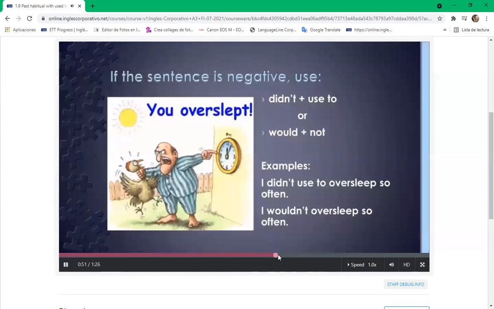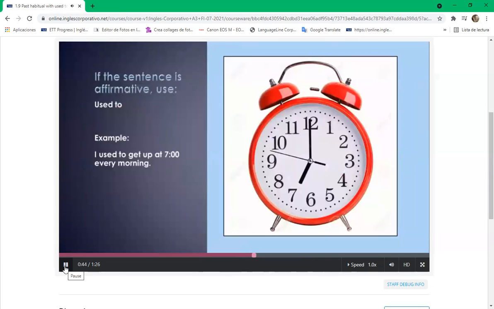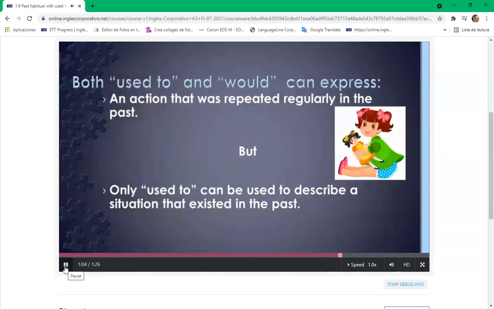Okay, let's see that one more time. If the sentence is negative, use didn't plus used to or would plus not. Hold on, let me see here, please. I would see some great jacket, but you wouldn't let me buy it. If the sentence is affirmative, use used to. Example, I used to get up at 7 every morning. If the sentence is negative, use didn't plus used to or would plus not. Examples, I didn't used to oversleep so often. I wouldn't oversleep so often. Both used to and would can express an action that was repeated regularly in the past, but only used to can be used to describe a situation that existed in the past.